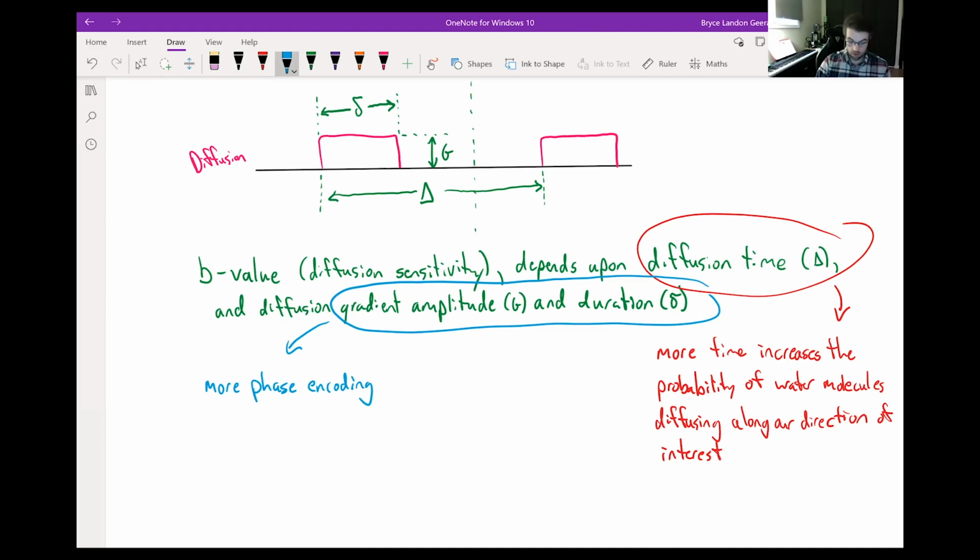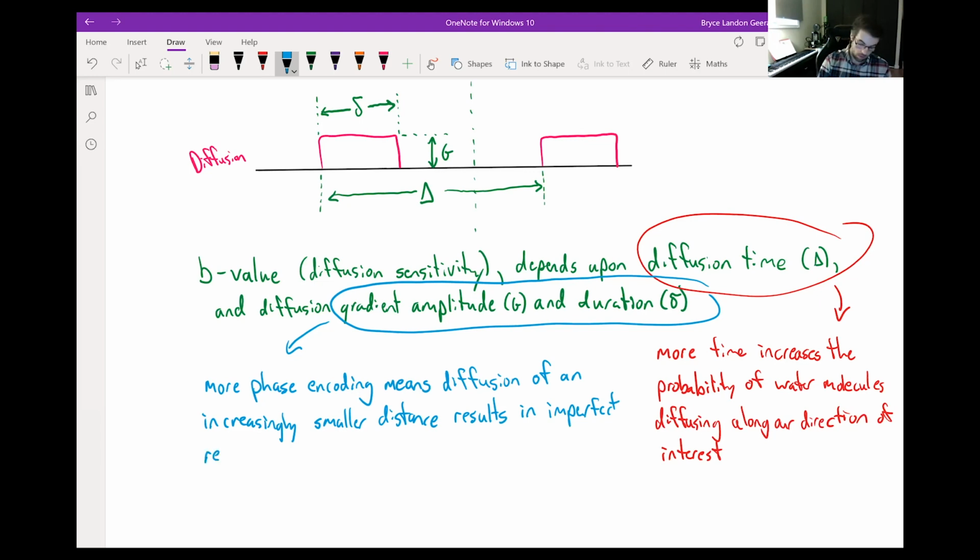what that means is that diffusion of an increasingly smaller distance actually matters. So, okay, diffusion of an increasingly smaller distance results in imperfect rephasing. And that's kind of why these two factors matter.